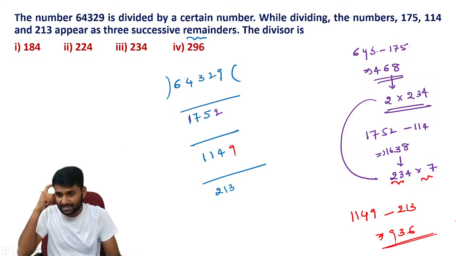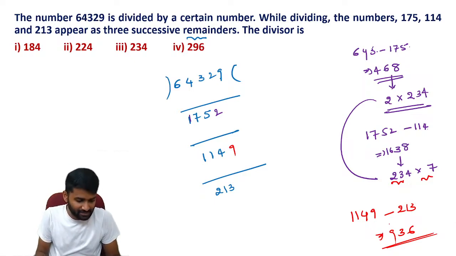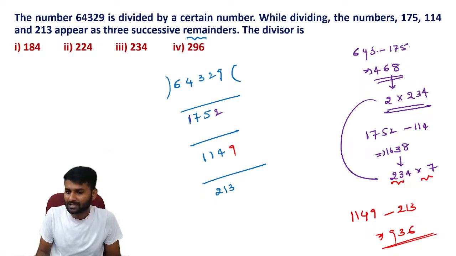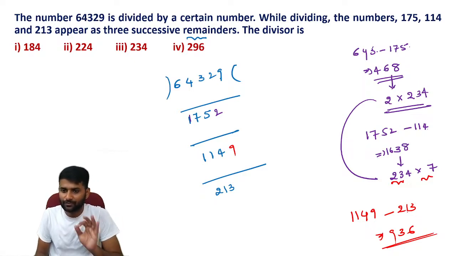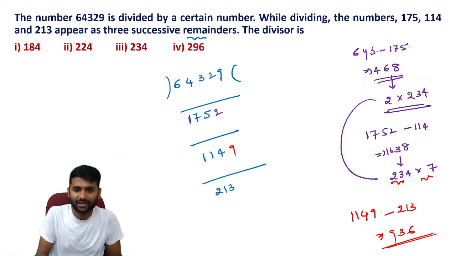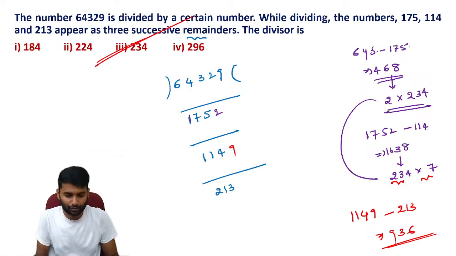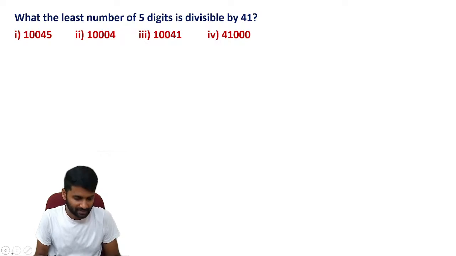If 234 is multiplied 4 times, it becomes 936. It means every time you find the difference, it's all about the product of 234. So every value you get is in the 234 table. That's why the divisor value here is 234. Next.